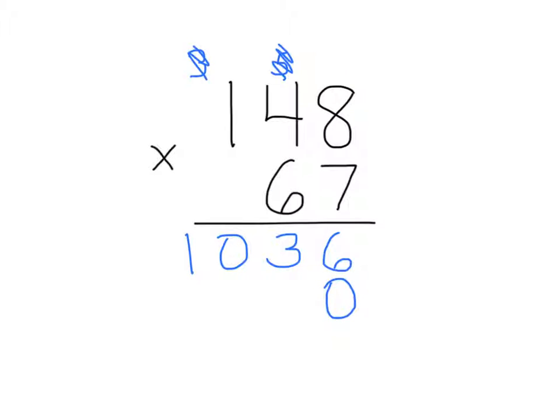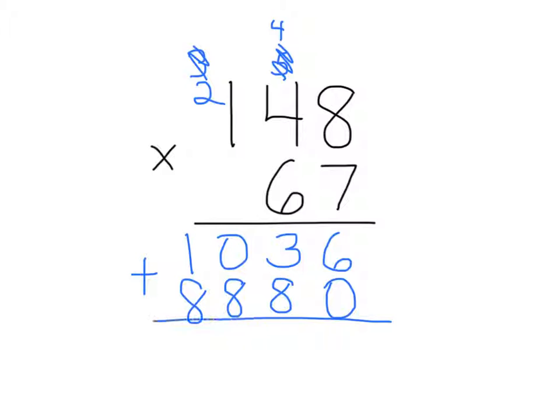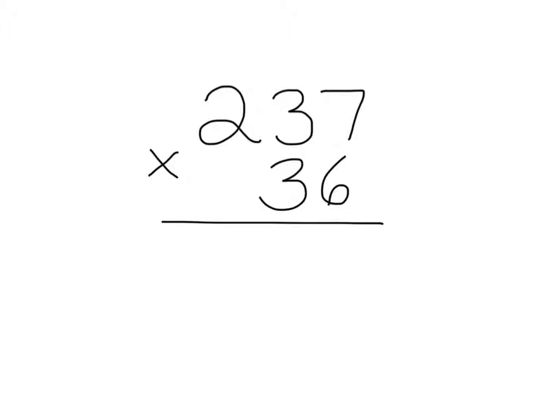Now we're going to multiply 6 times the 1s and then the 10s and then the 100s. 6 times 8 is 48. Put an 8 here, carry the 4. 6 times 4 is 24, plus 4 is 28. 8 here, carry the 2. 6 times 1 is 6, plus 2 is 8. Now we can add our two partial products. 6 plus 0 is 6. 3 plus 8 is 11. 1 plus 0 plus 8 is 9, and 1 plus 8 is 9. There's our product, 9,916. Let's do one final one.